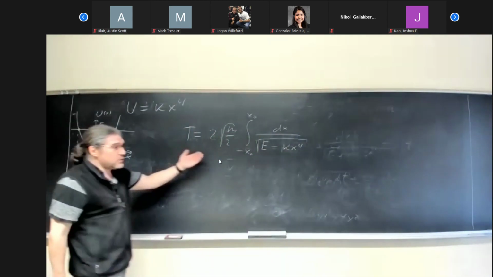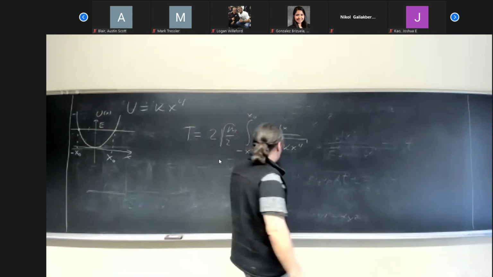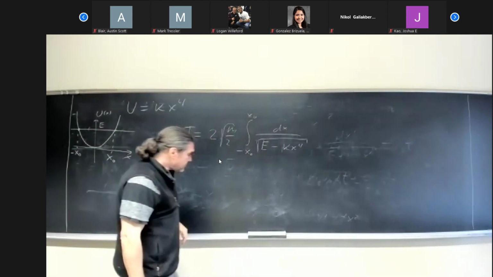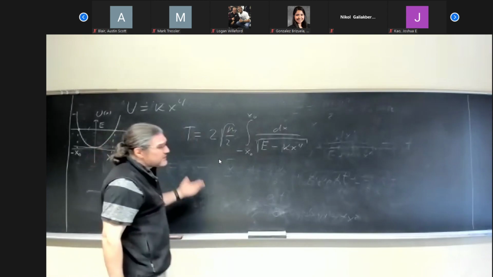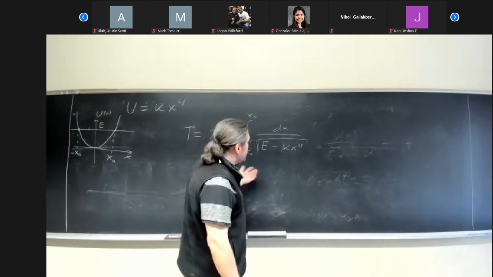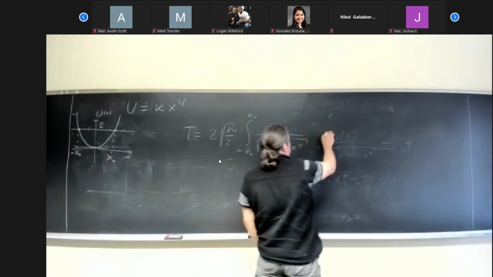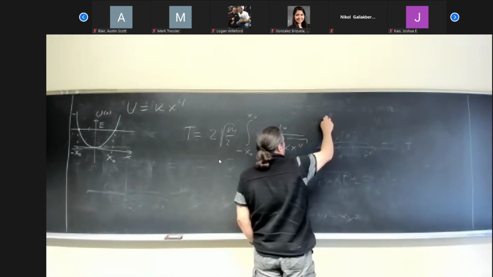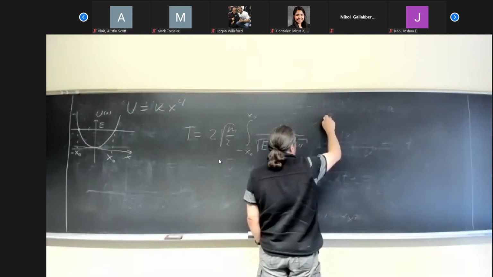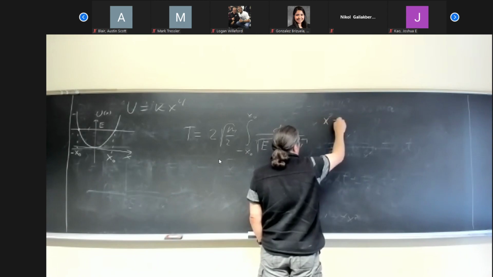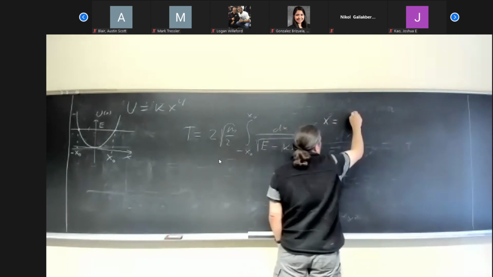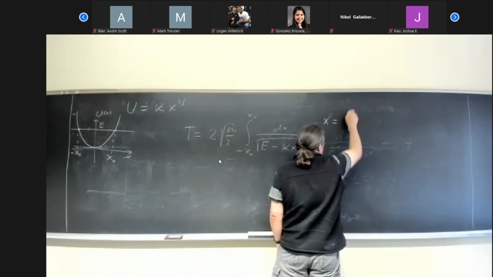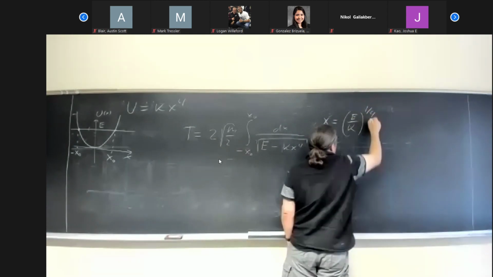Now all we need to do is to take this integral and see how it depends on e. But in reality, you don't need to take this integral. All we need to do here is to make a substitution. Say that x equals e divided by k to the power of 1/4 times y.